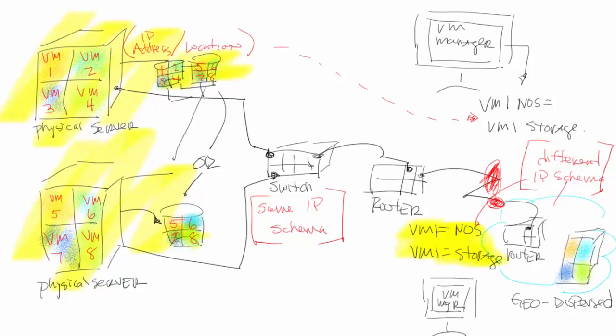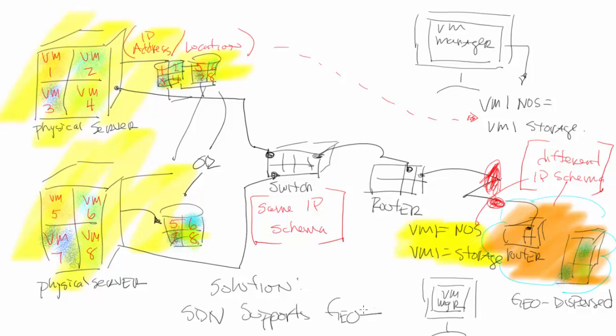This is a critical factor in understanding how do I do quote unquote live state migration of my virtual machines from site A to site B that's geographically dispersed with a different network infrastructure. The solution is software-defined networking that supports geo-dispersed.